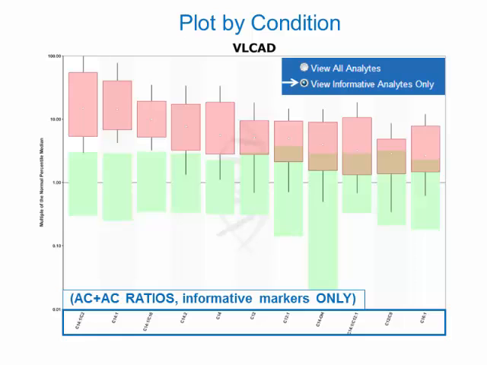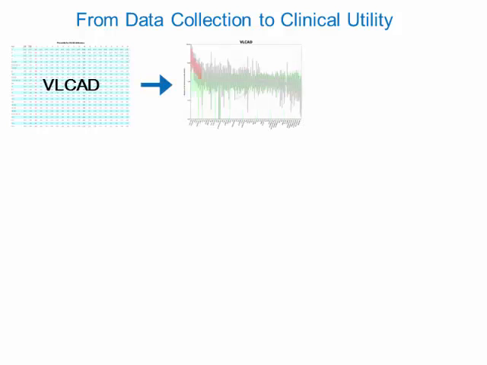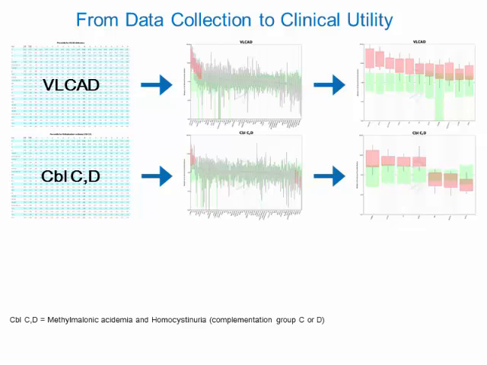The same process summarized step by step for VLCAD deficiency can be applied at will to any other condition, which is screened for by analysis of acyl-carnitine and amino acid profiles in neonatal dry blood spot. This is an example of another condition, methylmalonic acidemia and homocystinuria, due to enzymatic defects of cobalamin metabolism known as complementation groups C and D, shown here for convenience as CBL-CD.